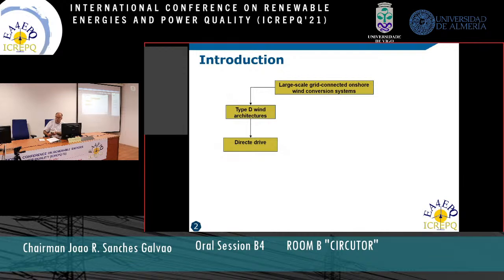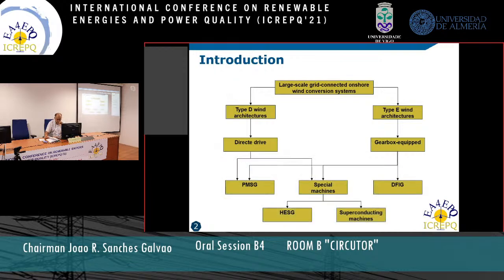So we have basically two types of wind architecture. The first one is known as type D, and it's usually a direct drive wind turbine. The second one is a type E wind architecture, including a gearbox that connects the low speed shaft of the wind turbine to the high speed shaft connected to the generator itself. Usually we have three types of machines used for these two types of architecture, which are permanent magnet synchronous generators, doubly fed induction generators, and some other machines.